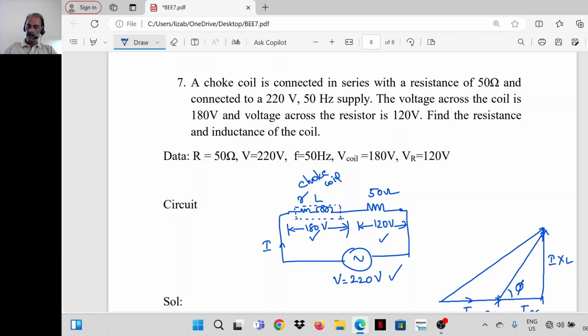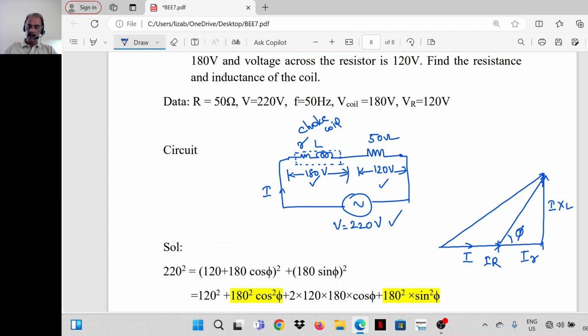Now the phasor diagram will be like this. Let's take I as the reference, series circuit only. So I into R, voltage across the 50 ohm resistor, is in phase with I. There is one more resistive drop in the circuit. One is I into this 50 ohm resistor. Another one is I into small r, r is the resistance of the choke coil. So I into R as well as I into small r, both are in phase with I.